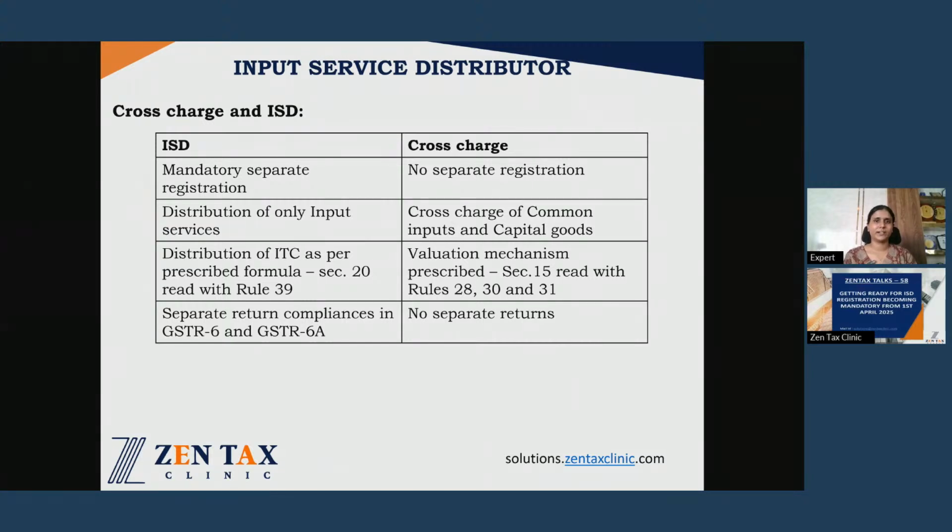For ISD, we need to file a separate return in GSTR 6 and GSTR 6A. However, for cross charge, no such return is required. From the implementation of compulsory ISD, it is clarified there will be no ambiguity between ISD and cross charge. If the organization is distributing any input services between its distinct entities, then they need to compulsorily get registered under ISD, and they need to file the return form GSTR 6 for transfer of such credits.